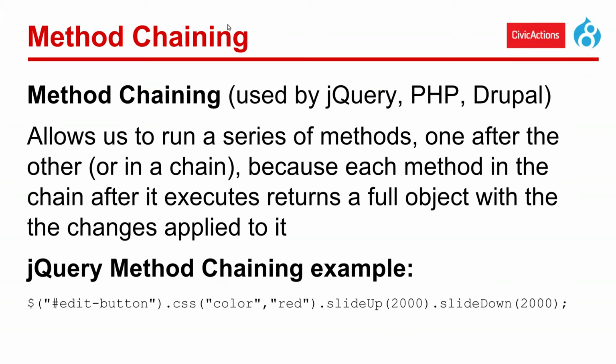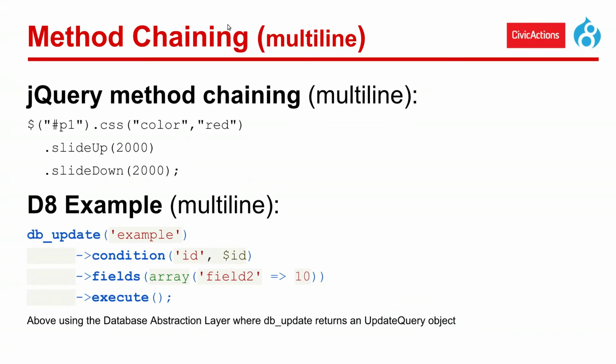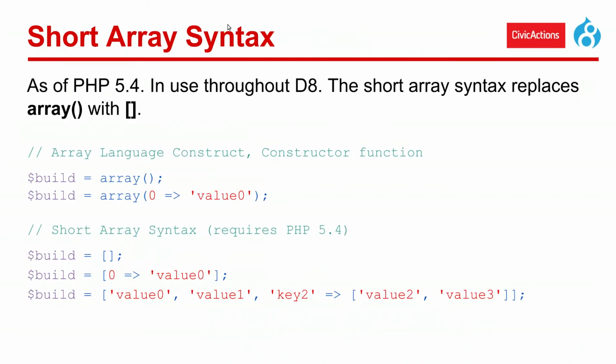So method chaining does not happen by magic. If you want your stuff to be method chainable, you must actually return the entire object at the end of every one of your functions and not just return color is blue. You need to return the entire color object at the end. And then you can method chain even your own work. And so method chaining on multiple lines and method chaining in Drupal, which you've probably seen. So the DB update object, it's returning from the database abstraction layer a DB update query object. And they all keep returning the object, and that's why you can chain it like that.